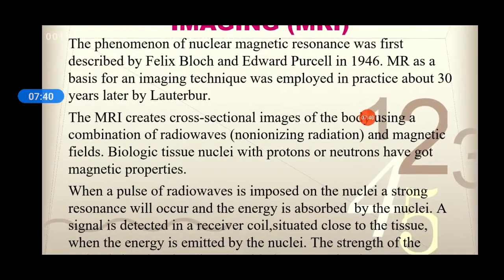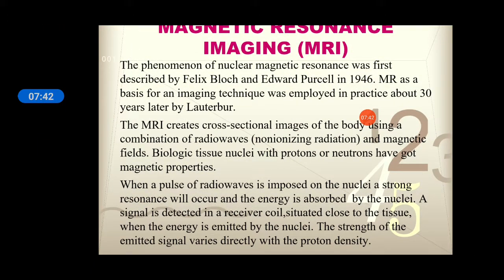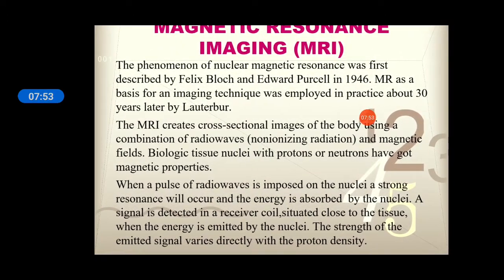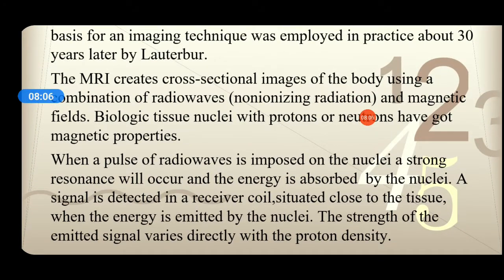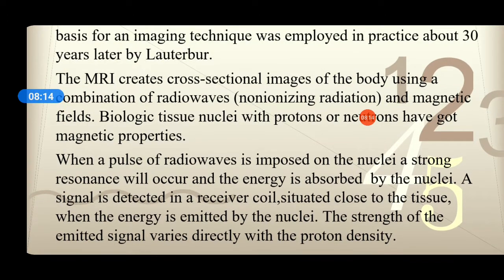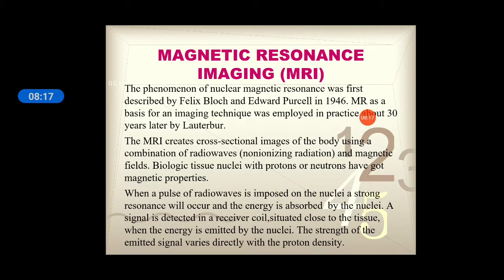Biologic tissue nuclei with protons or neutrons have magnetic properties. So the tissues with these nuclei have magnetic properties because they contain protons or neutrons. When a pulse of radio waves is imposed on the nuclei, a strong resonance will occur and the energy is absorbed by the nuclei, and a signal is detected in a receiver coil situated close to the tissue when the energy is emitted by the nuclei. So this is the mechanism involved. The strength of the emitted signal varies directly with the proton density.